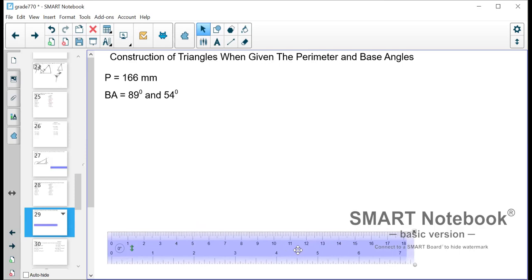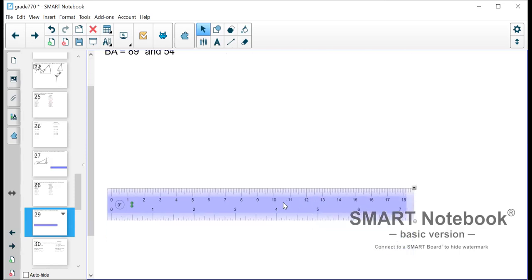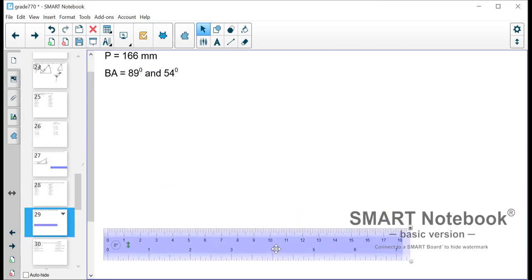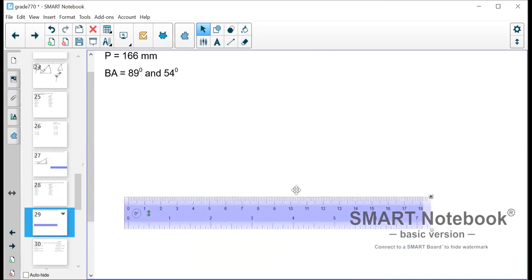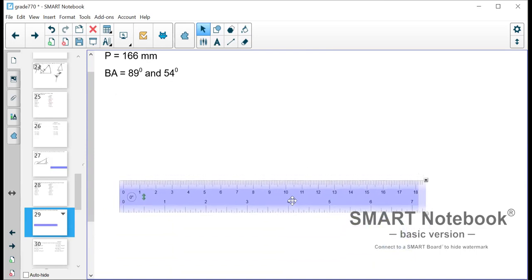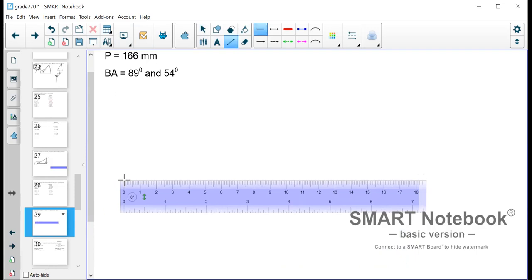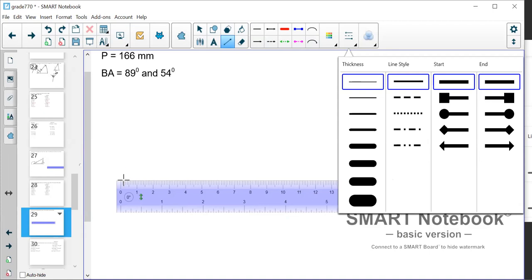So what I'll do, I will draw this baseline to 166 mm. So again, you might be questioning, why am I drawing this baseline at 166? I'm utilizing the entire perimeter. All right, so no need to worry. I will explain and you will see exactly how this is done.